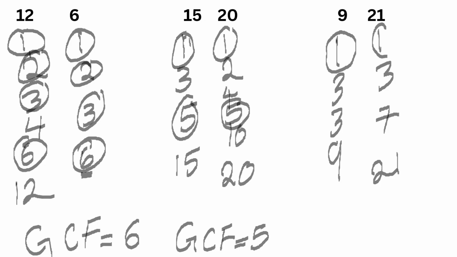So now let's move on to the set of numbers that appears on both sides. We have 1 and 1. We have 3 on both sides. And I think that's all. So the greatest common factor of 9 and 21 is 3.